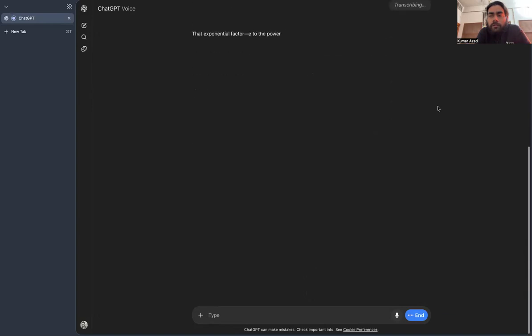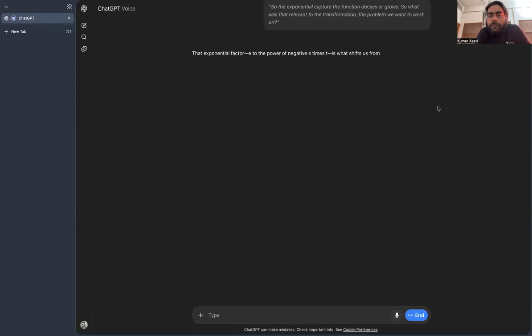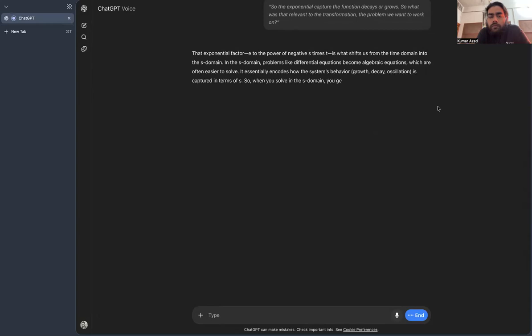That exponential factor, e to the power of negative s times t, is what shifts us from the time domain into the s domain. In the s domain, problems like differential equations become algebraic equations, which are often easier to solve. It essentially encodes the system's behavior, growth, decay, oscillation, in terms of s. So when you solve in the s domain, you get the general solution. Then applying the inverse Laplace transform takes you back to the time domain to understand the system's response.